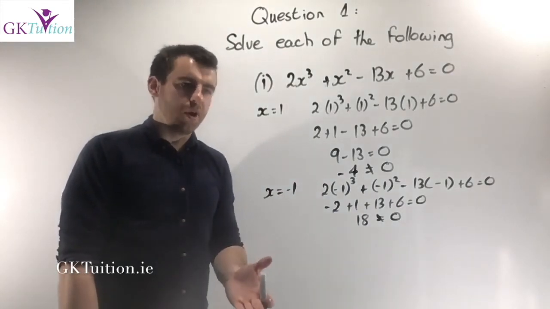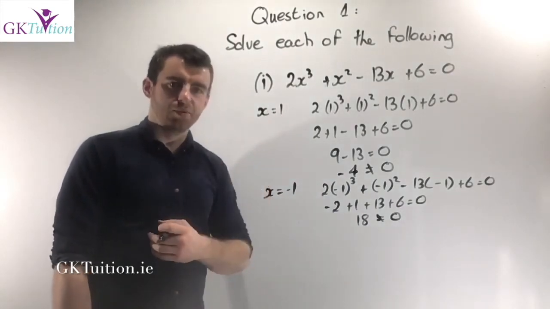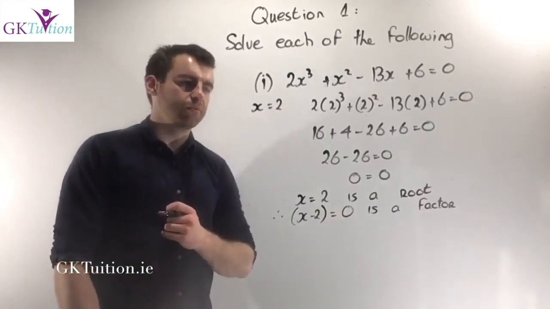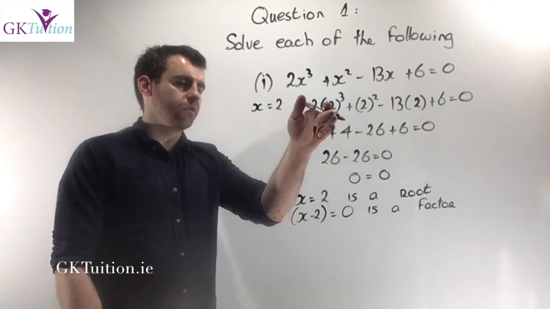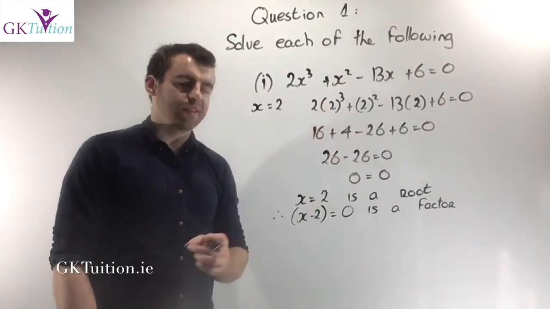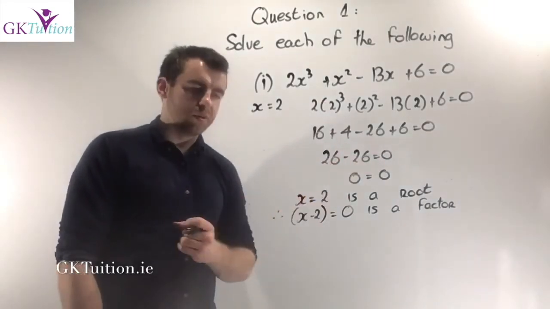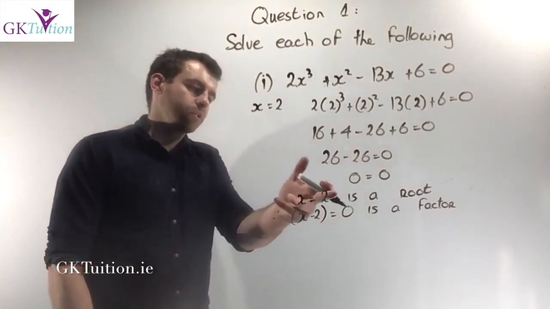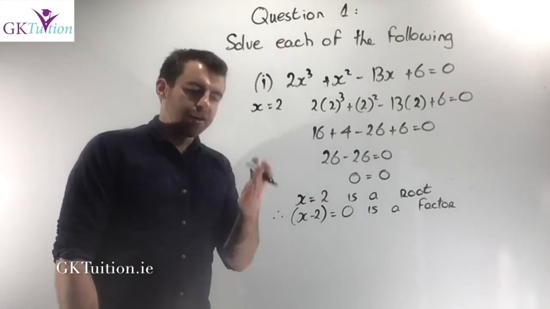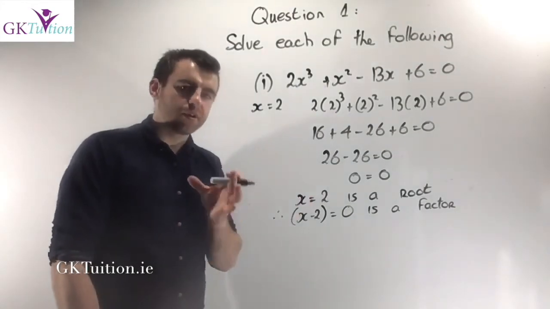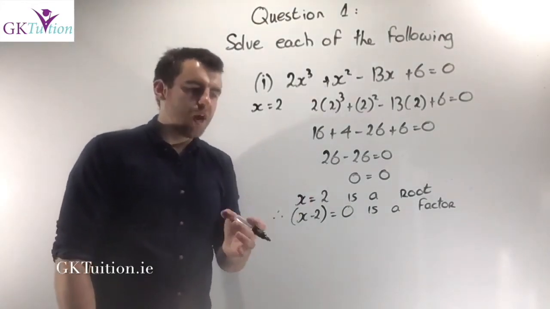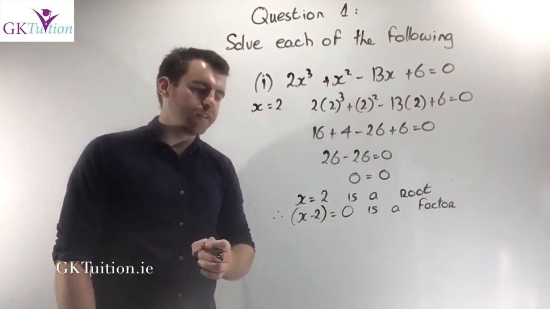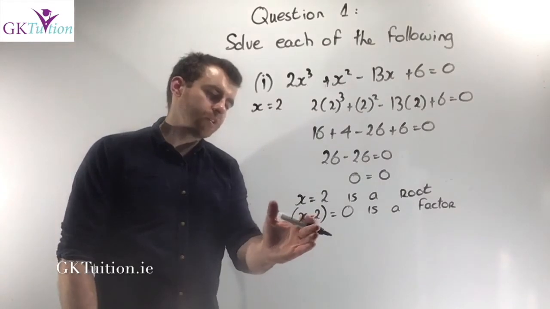So now I'm going to move on and investigate if x equals 2 is a root. If you sub in x equals 2, you end up with 26 minus 26 equals 0, or in other words 0 equals 0. So this one works out, which means I can conclude that x equals 2 is a root. And if x equals 2 is a root, remember I'm not concerned with the roots for the moment, I want the corresponding factor. So I subtract 2 from both sides and I can conclude that x minus 2 equals 0 is a factor.